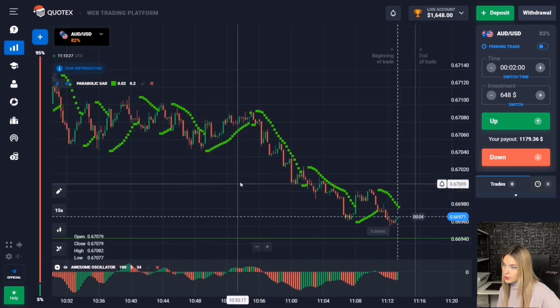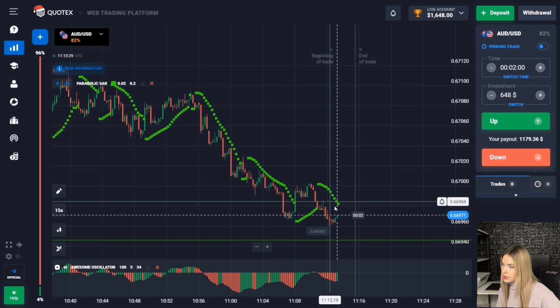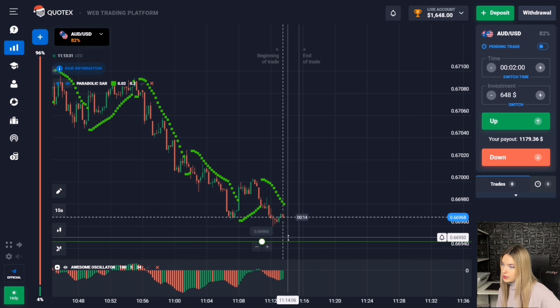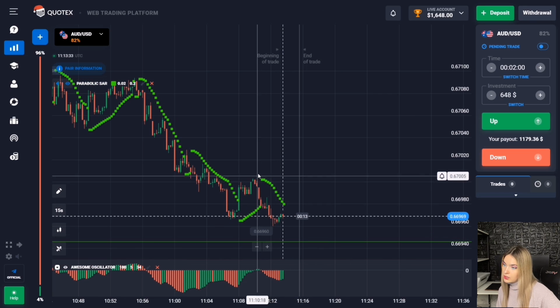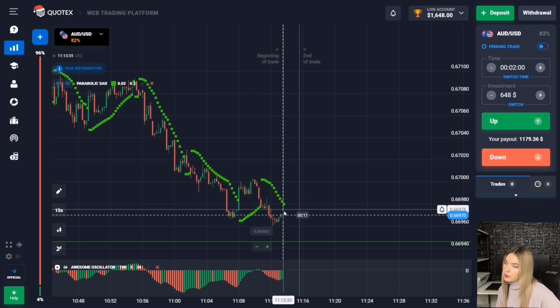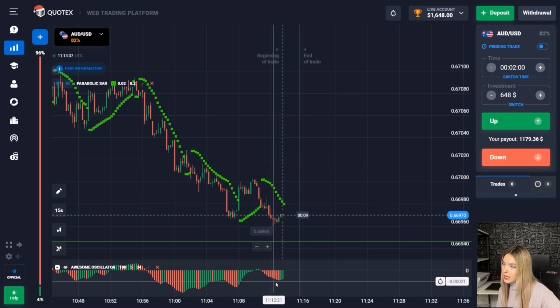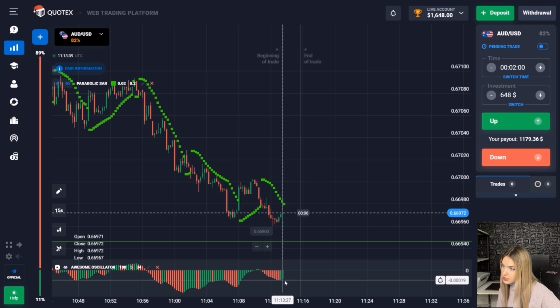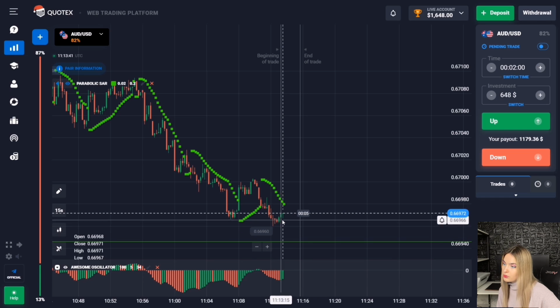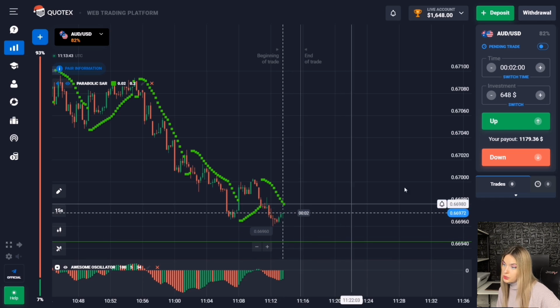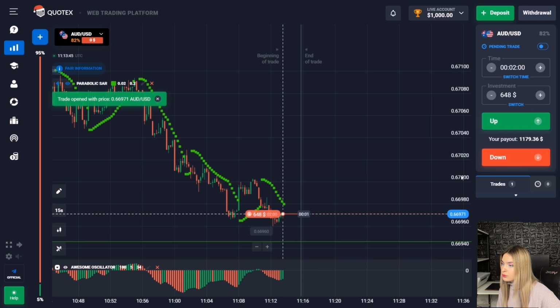And here we also see that there is a downtrend and the price is approaching our level. We also see that green dots are forming above the graph. A red histogram is also formed. At the same time, there are several green bars and this roared during the rollback. In this situation, we open a deal for 2 minutes to go down.